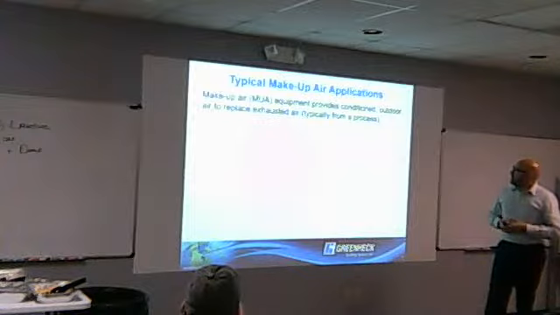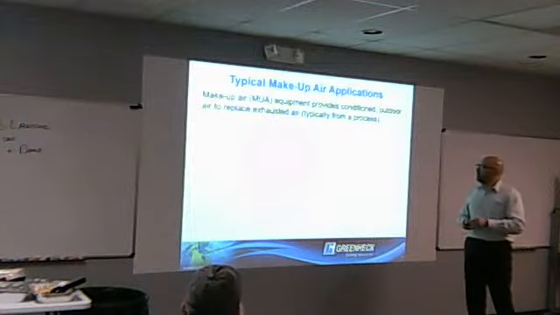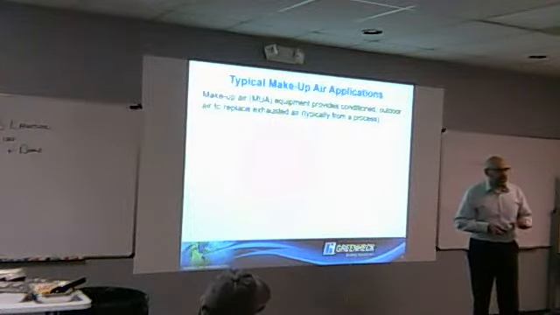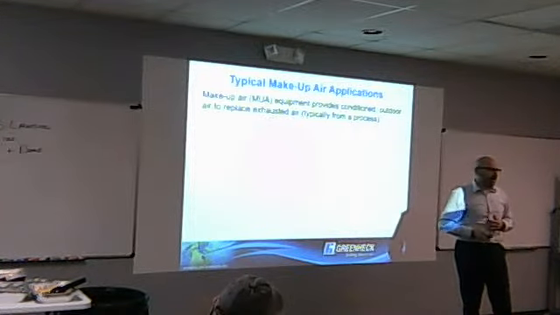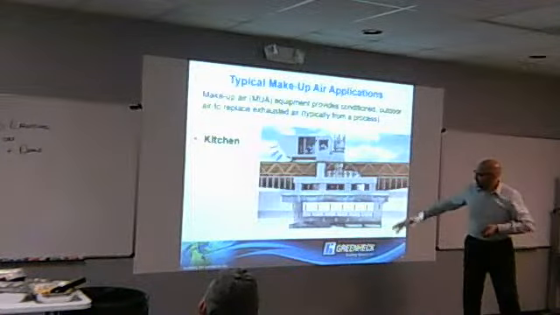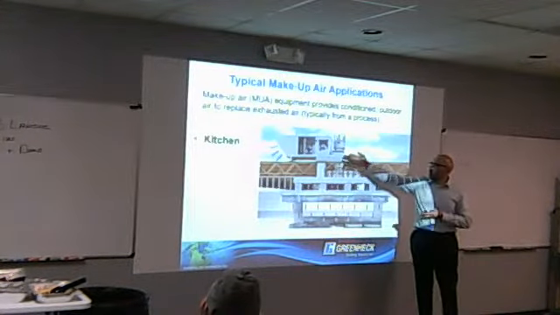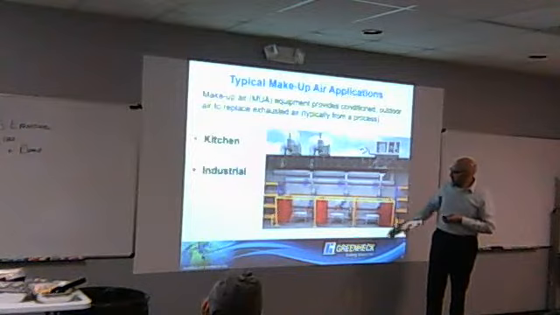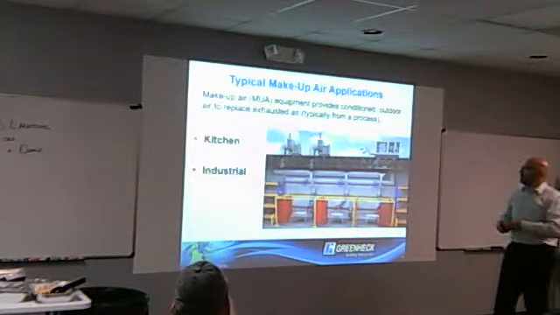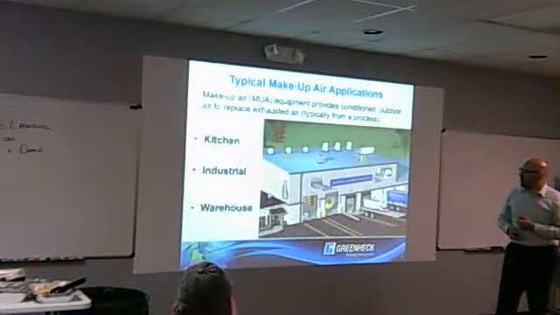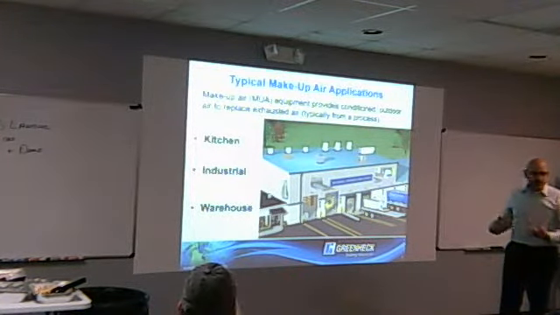Makeup air is equipment that provides conditioned outdoor air to replace exhausted air. Typically this is for a process, as opposed to air that we're heating and cooling. Makeup air replaces what's being taken out. One might be a kitchen application, where a hood takes out the effluent from the cooking appliances, and we need to replace that air with makeup air. It might be an industrial application where we have snorkels on a welding process, exhausting air out of the building, and we need to bring in makeup air for that. Or it might be a warehouse, where we're trying to ventilate, maybe taking out contaminants or just bringing fresh air through the building.